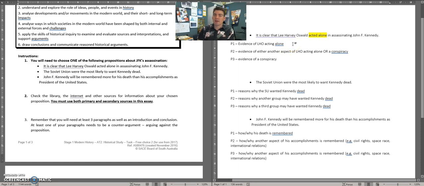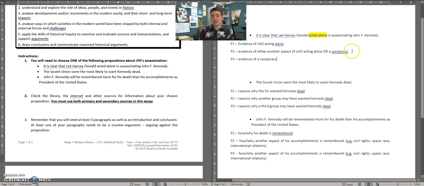Because we need to be able to argue the flip side, we need to be able to argue that maybe it isn't clear that Lee Harvey Oswald acted alone. Maybe there was someone else involved, and so our paragraph 3 needs to discuss evidence of some kind of conspiracy, and whatever you decide that conspiracy to be, maybe it's got something to do with the Warren Commission and their findings of the magic bullet theory, maybe it's got something to do with international involvement, whoever you think might be responsible, but you pick one of those conspiracies to talk about in that paragraph.